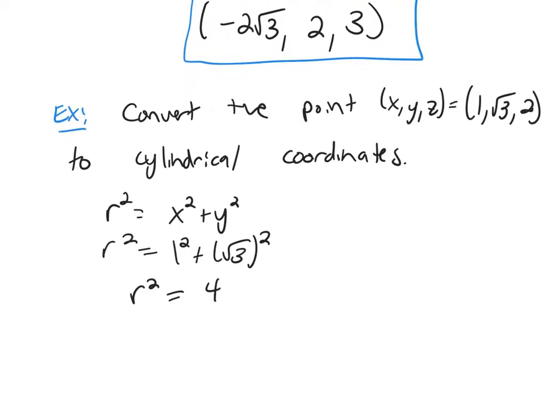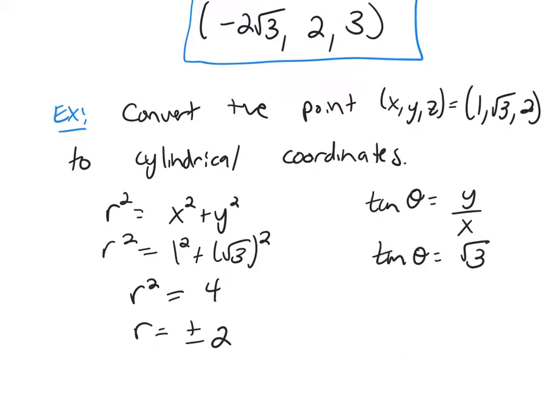So this tells me that r is either plus or minus 2. Now remember, this is based out of polar coordinates. In polar coordinates you can have a negative r, but I like to work with positive values of r. Okay, and now let's find theta. Tangent of theta will be y over x. Tangent of theta is square root of 3. And so theta will be tangent inverse of square root of 3.